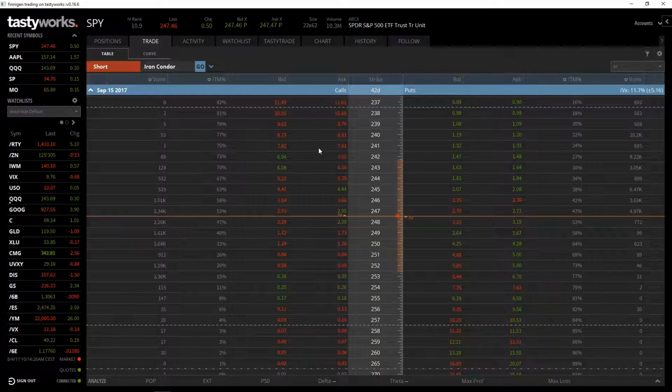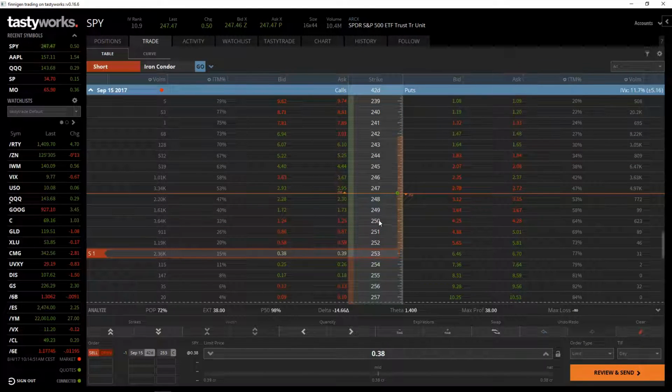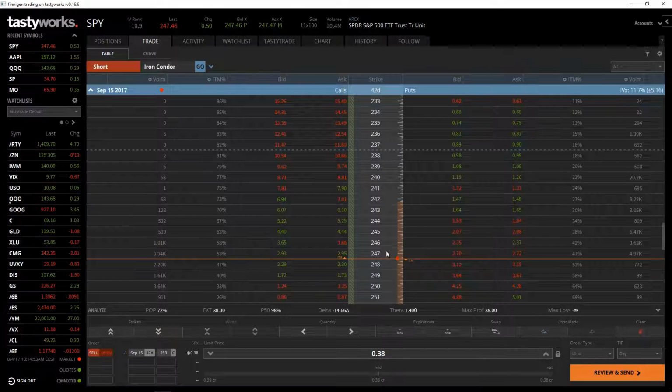So let's start with a short Iron Condor. We will begin with selling both an out of the money put and an out of the money call on either side. So let's just choose the 253 strike for the call to sell here, and that's around $5 out of the money. So let's do the same on the downside with the puts. Around 242 would be a good strike.